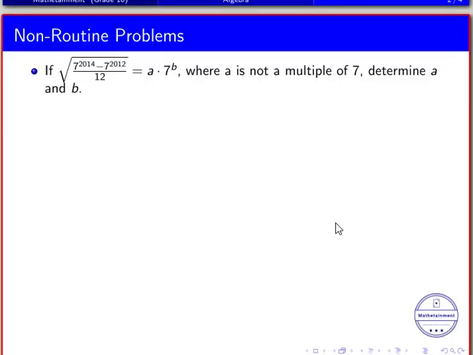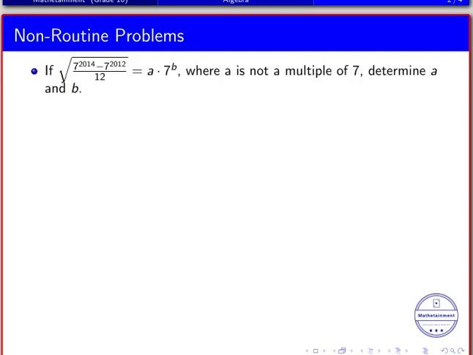If you have a square root, and underneath the square root you have (7 to exponent 2014 minus 7 to exponent 2012) all over 12, is equal to a times 7 to exponent b, where a is not a multiple of 7. Determine a and b. Let's see if we can determine a and b.